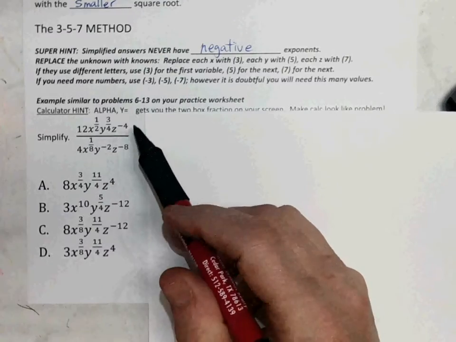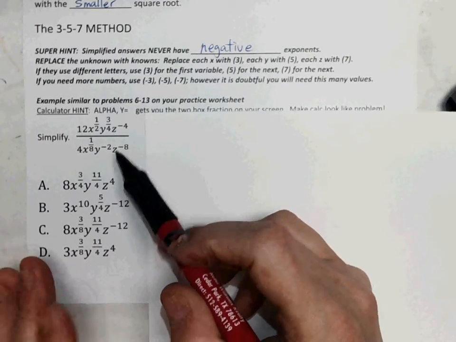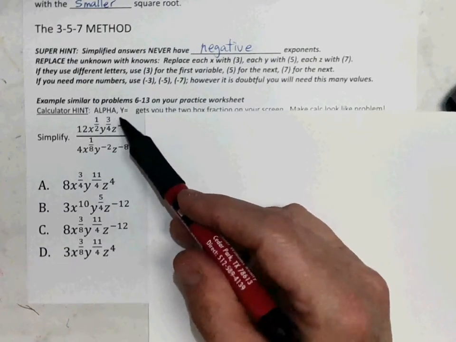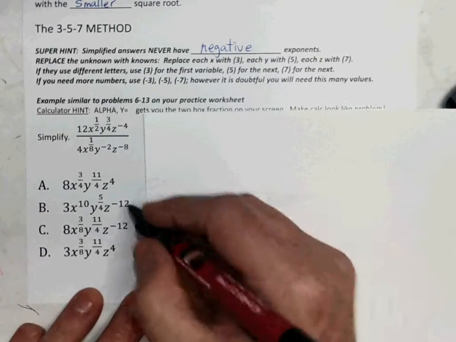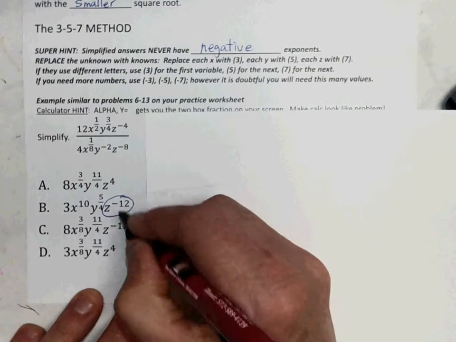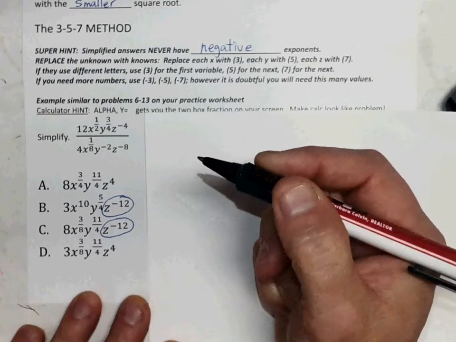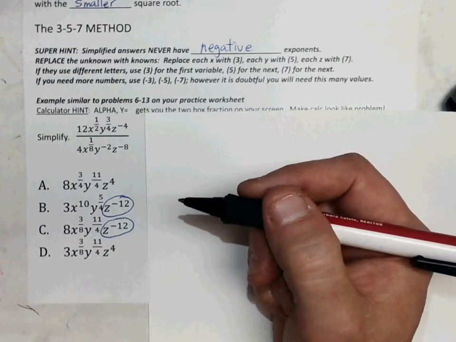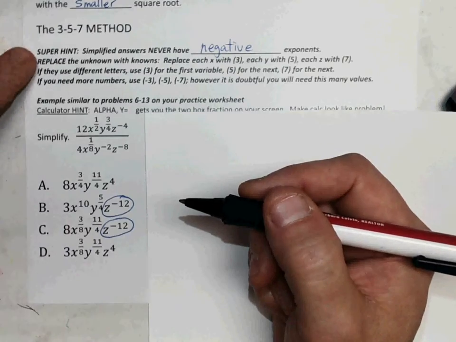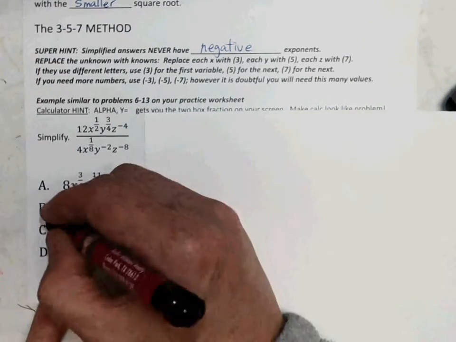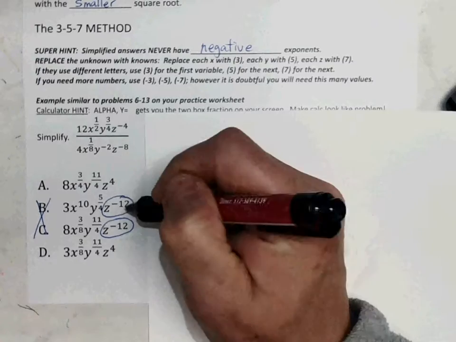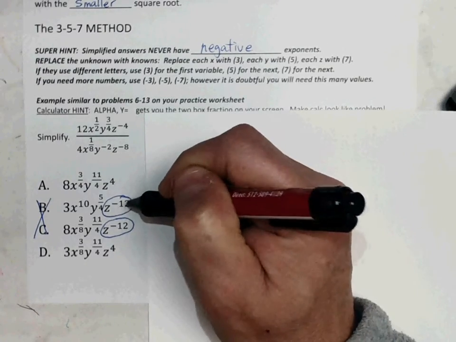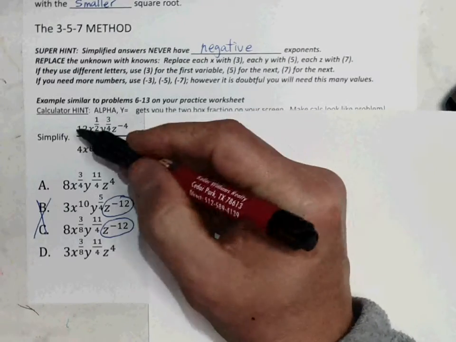Now, if we look at this example down here, here's the problem we're asked to simplify. It looks like a monster, like what's going on here? Alphabet soup meets numerical chaos. If we take a look at our answer choices, I've got two answers, B and C, that have something raised to a negative exponent. I'm going to tell you right now, if you look at that and you remember this super hint, you can cross out B and C right now, because simplified answers never have a negative exponent in the answer.